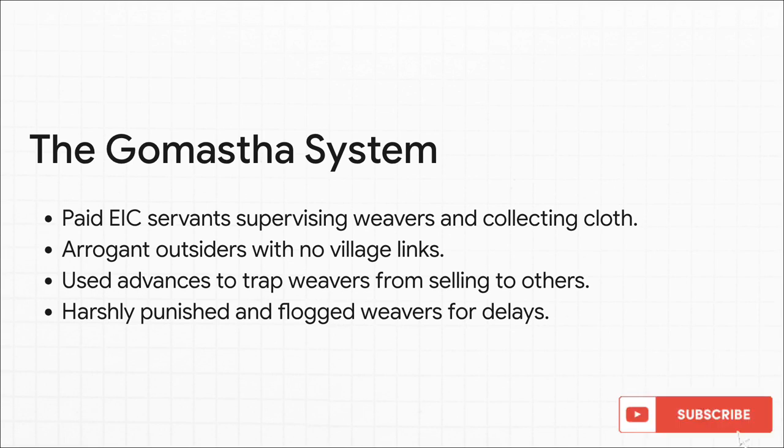They trapped weavers using a system of advances or loans. Once a weaver took that loan, they were locked in. They had to hand over their cloth only to the Gomasta and at remarkably low prices. And if there were delays, the Gomastas marched into villages with sepoys, physically punishing and even flogging the weavers. It was a really dark time.